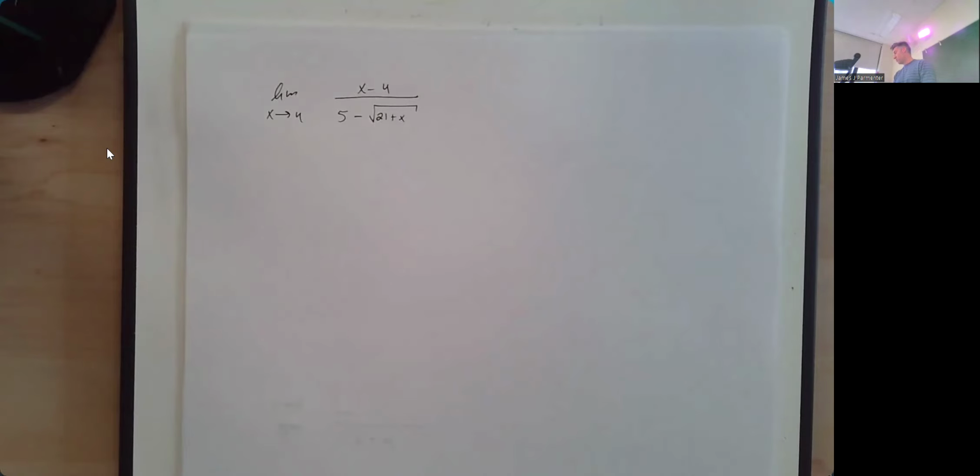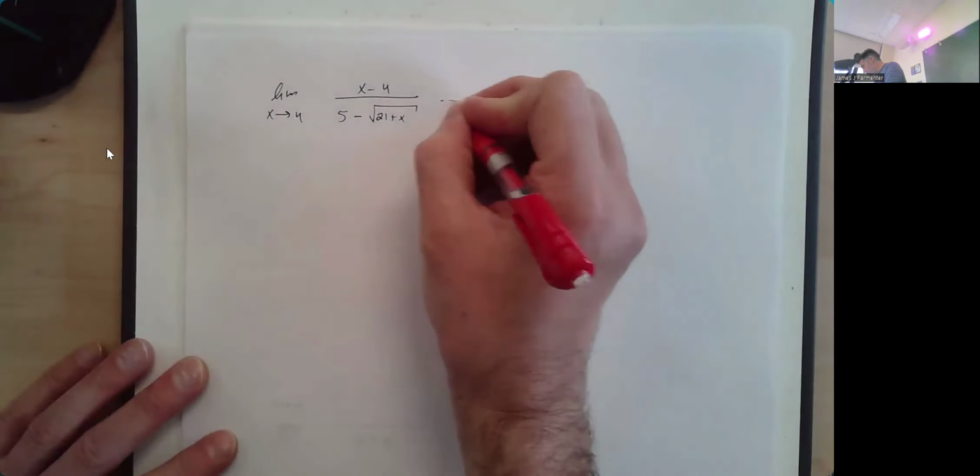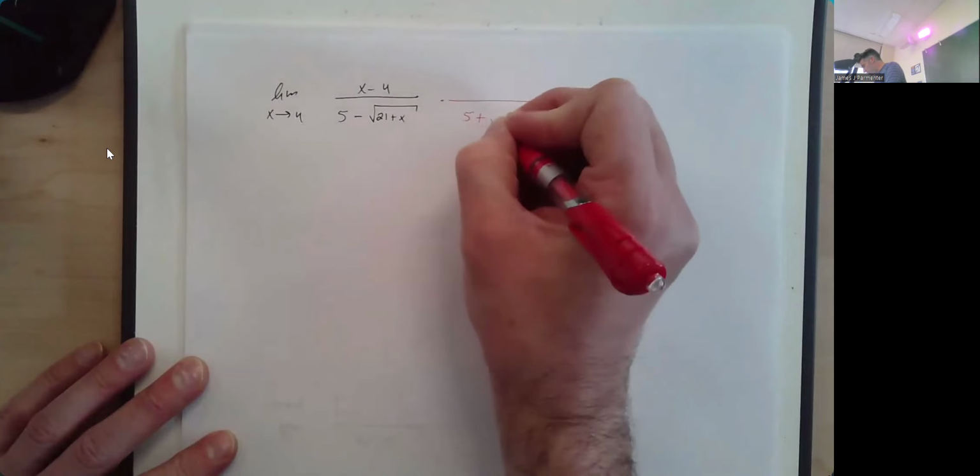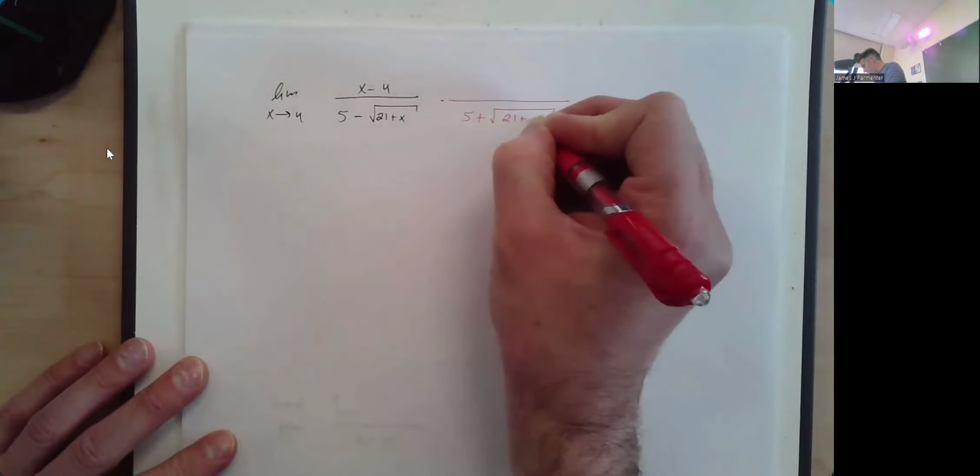So now, what's the conjugate we have to multiply by? 5 plus the square root. Yeah. So both in the denominator and in the numerator.